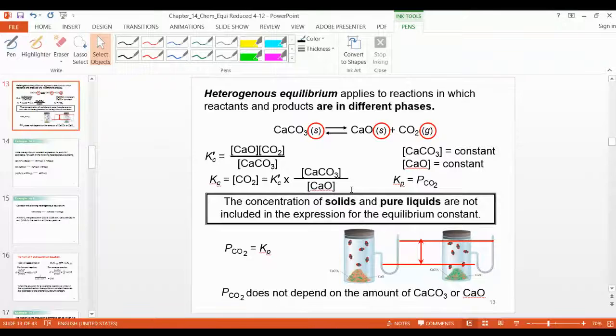Now these two are complete today, and next week I will complete all of chapter 14.